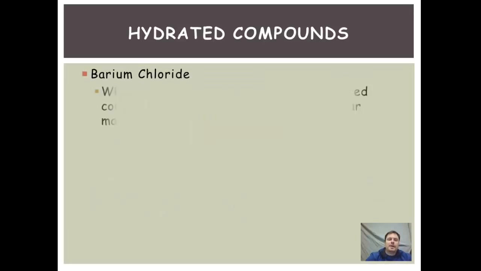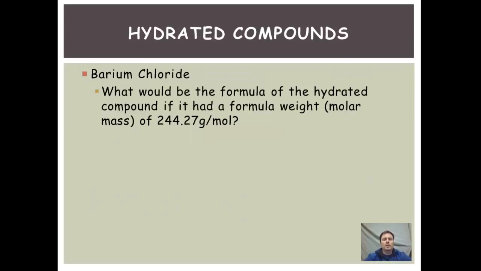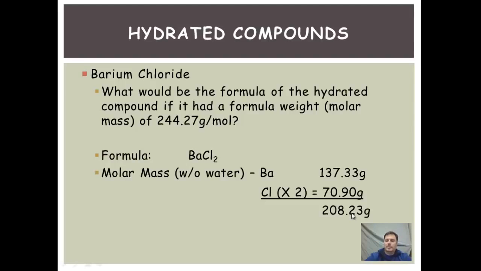Okay, so let's take barium chloride. For example, what would the formula of the hydrated compound, that means with water, be if it had a formula weight of 244.27 grams? Okay, so what we need to do now is first find out the weight of barium chloride. We know how to do that. We come up with 208.23. So this is how much it would weigh without the water. But we know that with the water it weighs 244.27 grams.